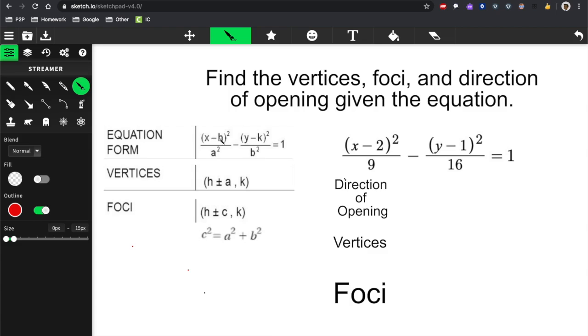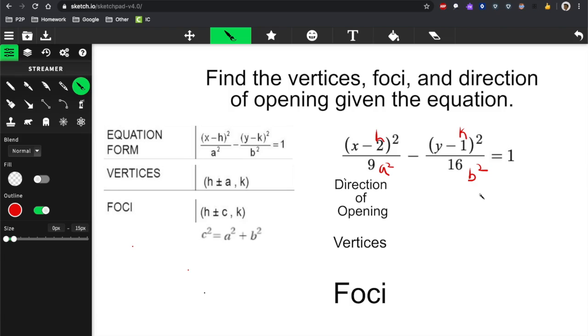Well, first, I think we should identify what our variables are. We have this equation form right here that tells us what exactly each of these are. So I'm going to label them. Our h value is going to be 2. Our k value is going to be 1. Our a squared value is going to be 9. And b squared is 16.